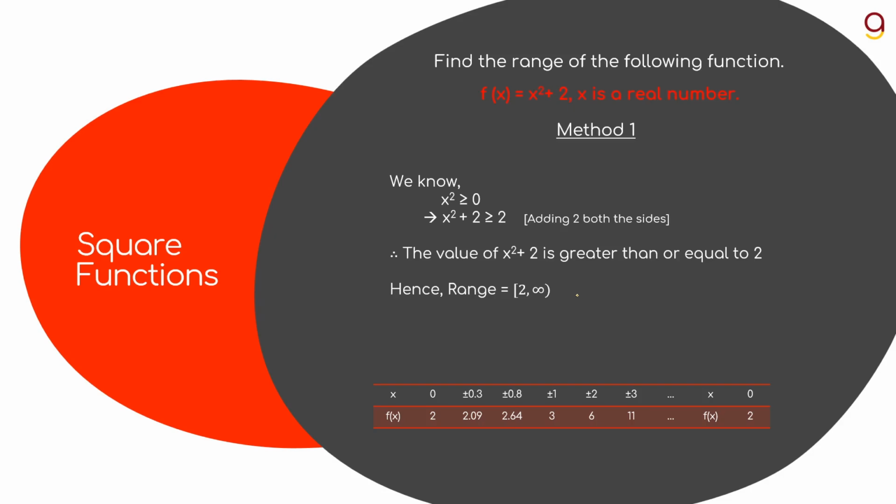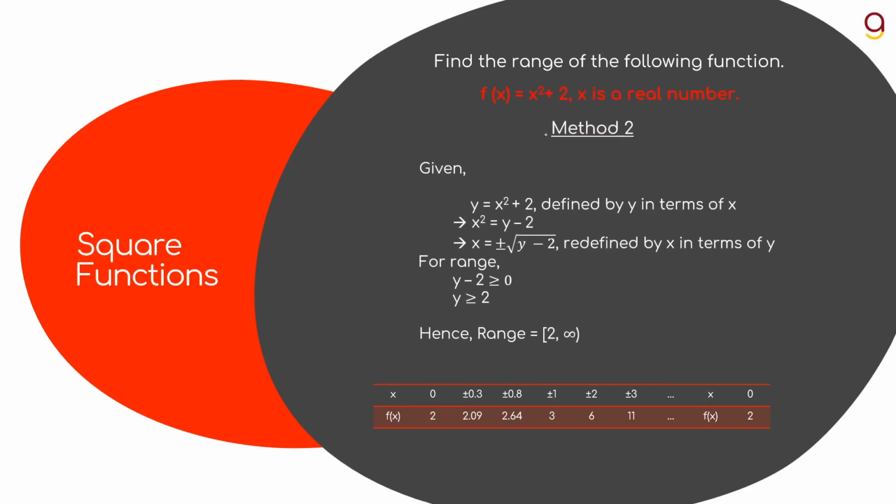Next, let's check the same question using a different method. In this method, we first define y in terms of x. So y is equal to x square plus 2. Now next we will redefine this in terms of x. So x is equal to plus minus root over y minus 2.